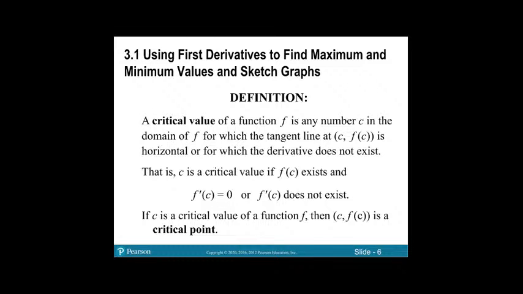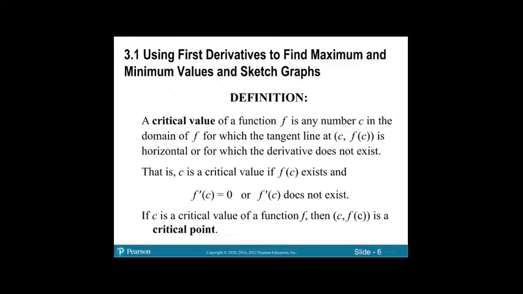So we have some more definitions. A critical value of a function f is any number c in the domain of f for which the tangent line at that point is horizontal, or for which the derivative does not exist, right? So we're going to identify a critical value where f prime is equal to 0 or f prime does not exist, right? So given a function, our critical values are going to be where the derivative is 0 or where the derivative does not exist, okay? That's what we're going to mean by a critical value.